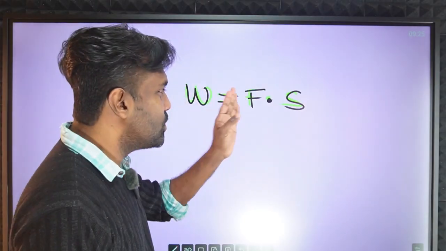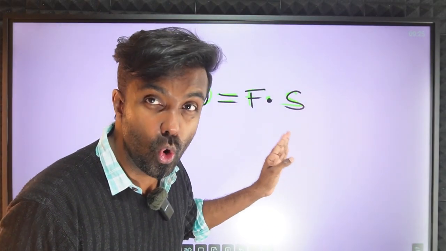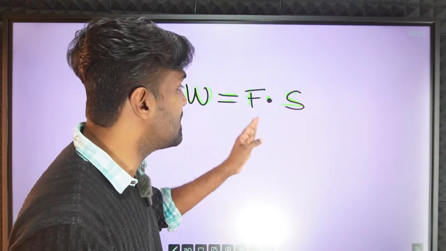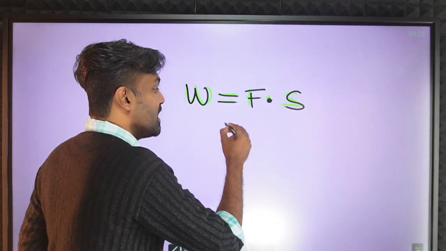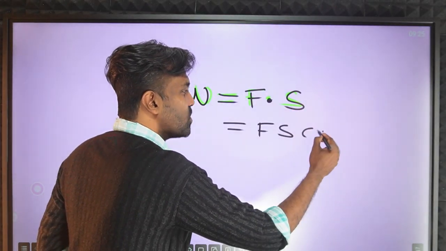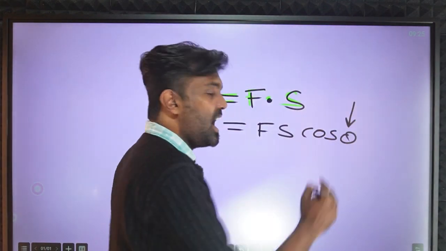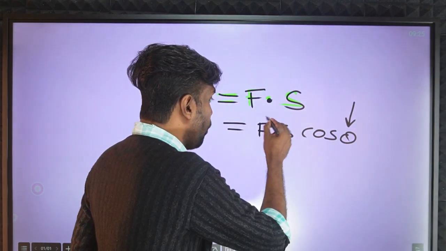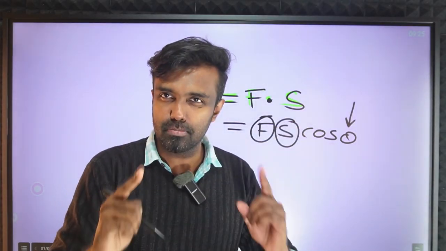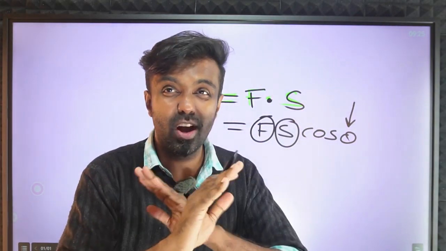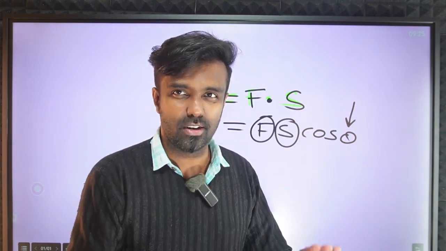Okay guys, actually it is a dot product. You know what a dot product is. If it is F dot S, it would be Fs cos theta. And theta is the angle between the force and the displacement. Okay guys, I think you are very much aware of work done.